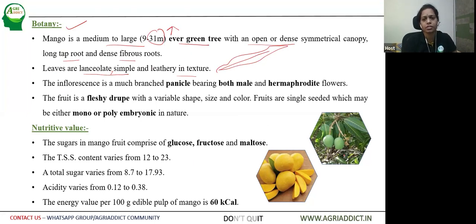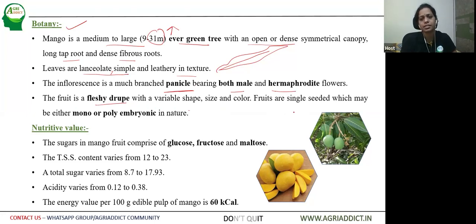Then the inflorescence, here you can see, is a branched panicle. So the inflorescence is called panicle here. Then it bears both male as well as bisexual flowers, that is hermaphrodite flowers. Then the fruit is called a fleshy drupe with variable size, shape, and color according to the variety.